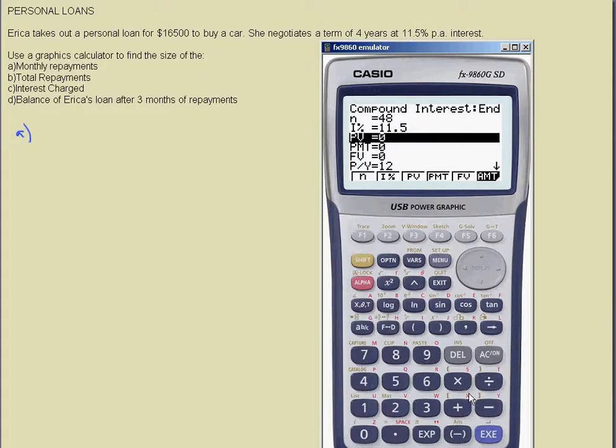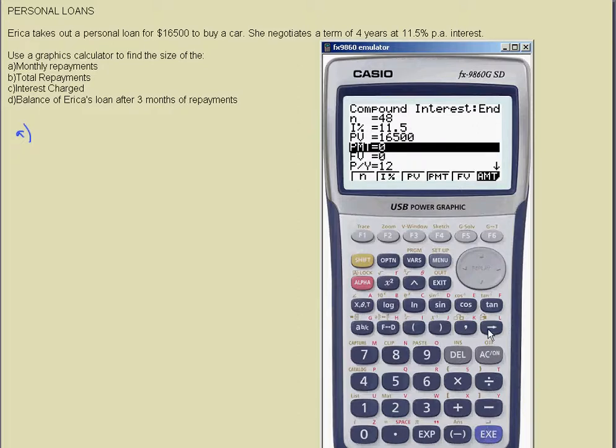Our principal value, whether it's positive or negative, depends on whether the money is with you or the bank. Now, it is a loan. However, with a loan, the money ends up with you. You've got the car. The bank has given you the money, so we're entering a positive amount.